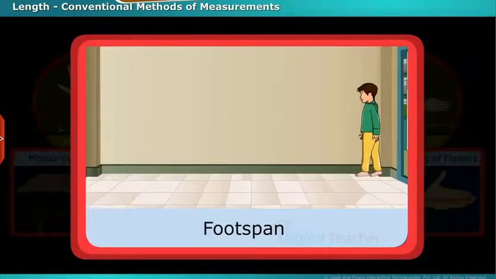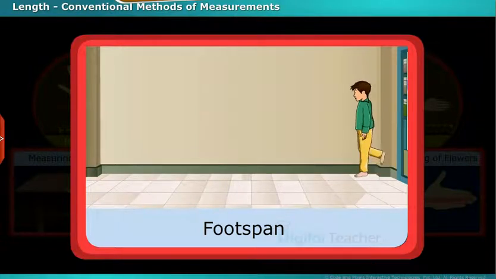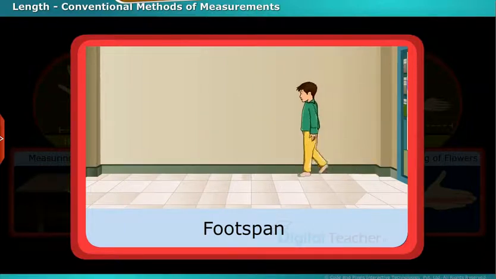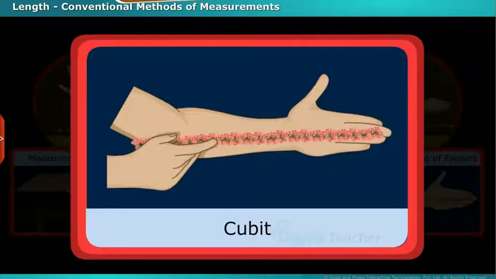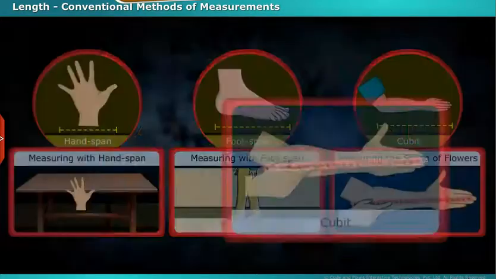Example for foot span measurement. This is similar to hand span. The only difference is we will measure this using our foot as shown on the screen. Like measuring the length of the classroom with foot span. Example for cubit measurement. We are going to measure the length of the string of flowers in cubit because the length of string of flowers is too small, so it can be easily measured by using cubit.